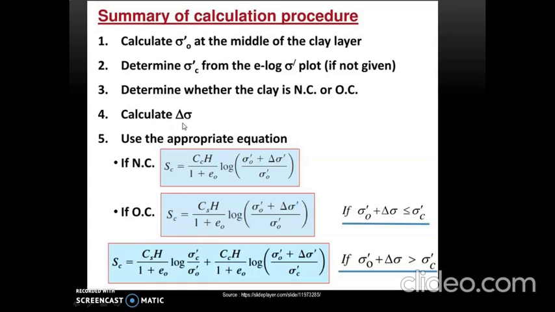Later on, we need to find out delta sigma, that is change in effective stress. After that, we need to use the following equation depending on the type of soil. That is, if the soil is normally consolidated clay, the first formula is to be used, and if the soil is over consolidated clay, we need to check whether the final effective stress is less than pre-consolidation stress or greater than pre-consolidation stress, and accordingly the second and third formula has to be used to find out consolidation settlement.